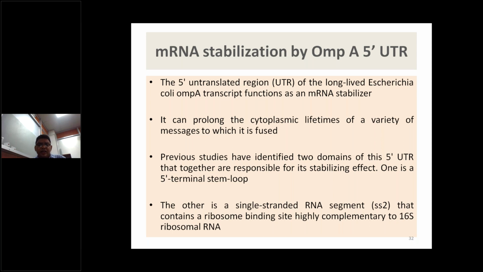You all are aware that the untranslated regions are that part of the mRNA which will not be translated into protein. I'm talking about the 5' part on the left hand side of the gene. The first domain is responsible for stabilizing effects. One is a 5' terminal stem loop, and the second one is the single stranded RNA segment that contains a ribosome binding site highly complementary to the 16S ribosomal RNA.